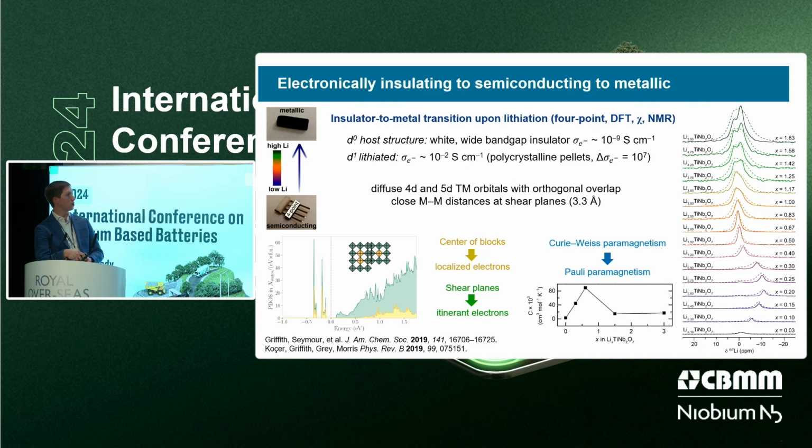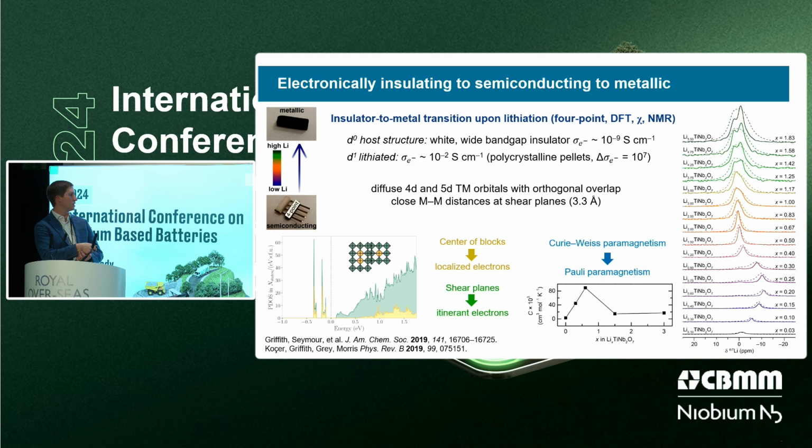We showed through some NMR measurements an initial paramagnetism that rises up, and we see this in magnetic susceptibility measurements as well. So we initially have a little bit of localized paramagnetism, and then that eventually undergoes a transition into delocalized, metallic-like behavior for the electronic conductivity.